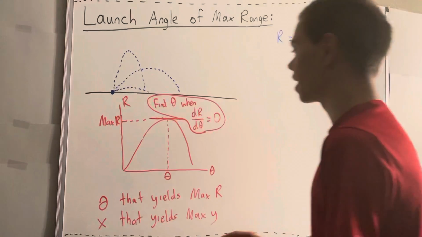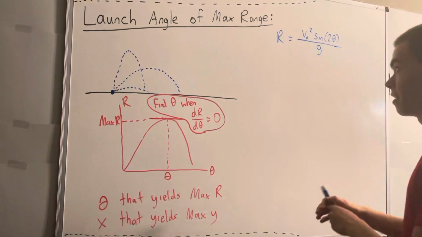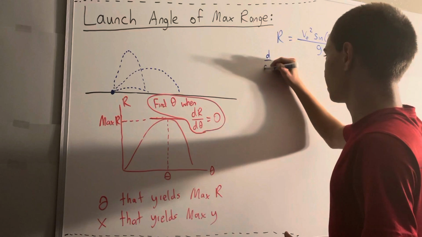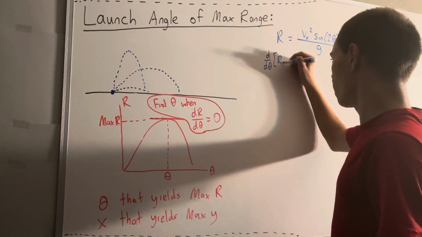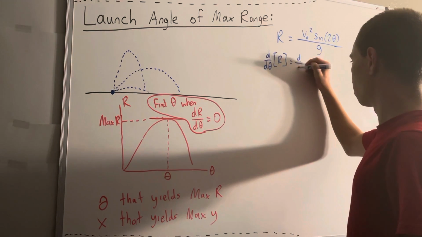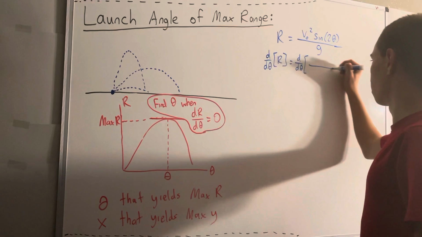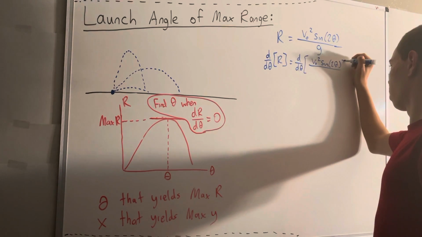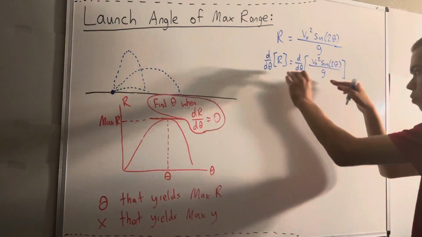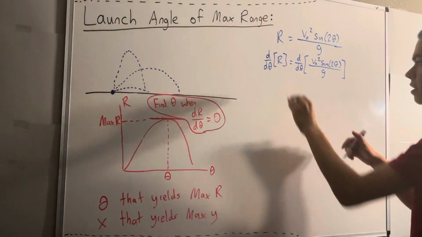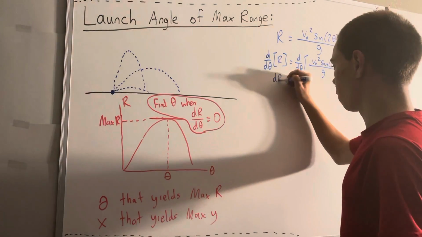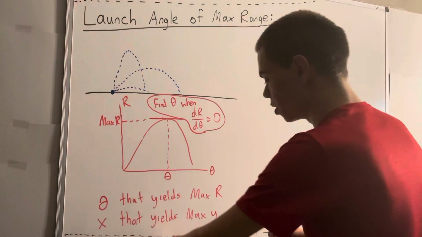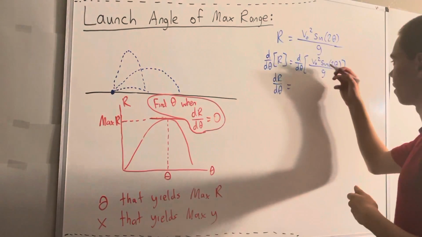And so the way we can do that is we could take the derivative with respect to theta of both sides of this equation, right? This is pretty much what we're doing. And of course, on the left side of the equation, this is where we get dR over d theta, right? And on the right side of the equation, notice how we have these constants right here, right?